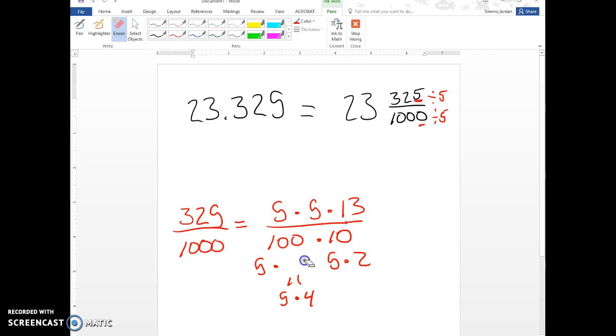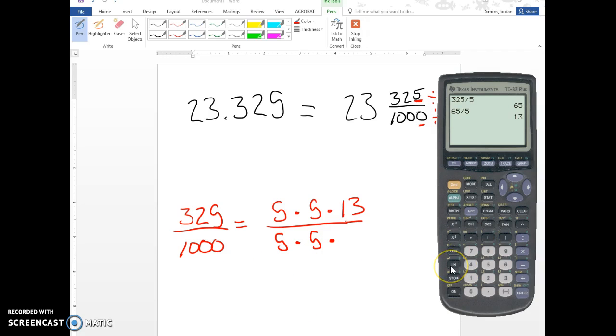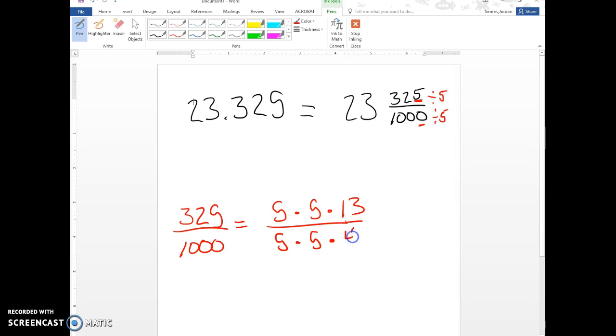We don't have to get too crazy with it all, but let's rewrite this 1,000 as 5 times 5 times 40, right? 5 times 5 times 40. That's going to give us 1,000. So then what we can do, cancel some 5s, we're left with 13 over 40.